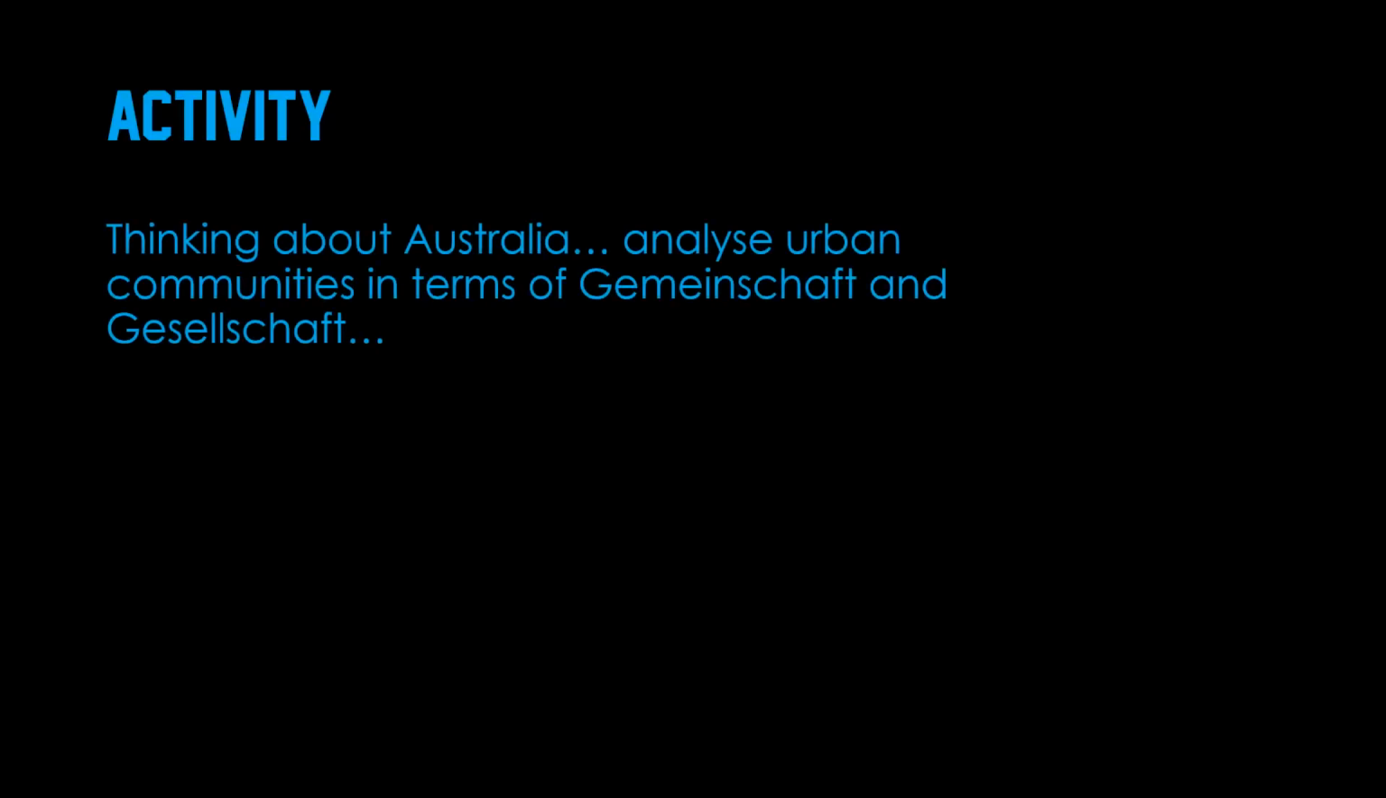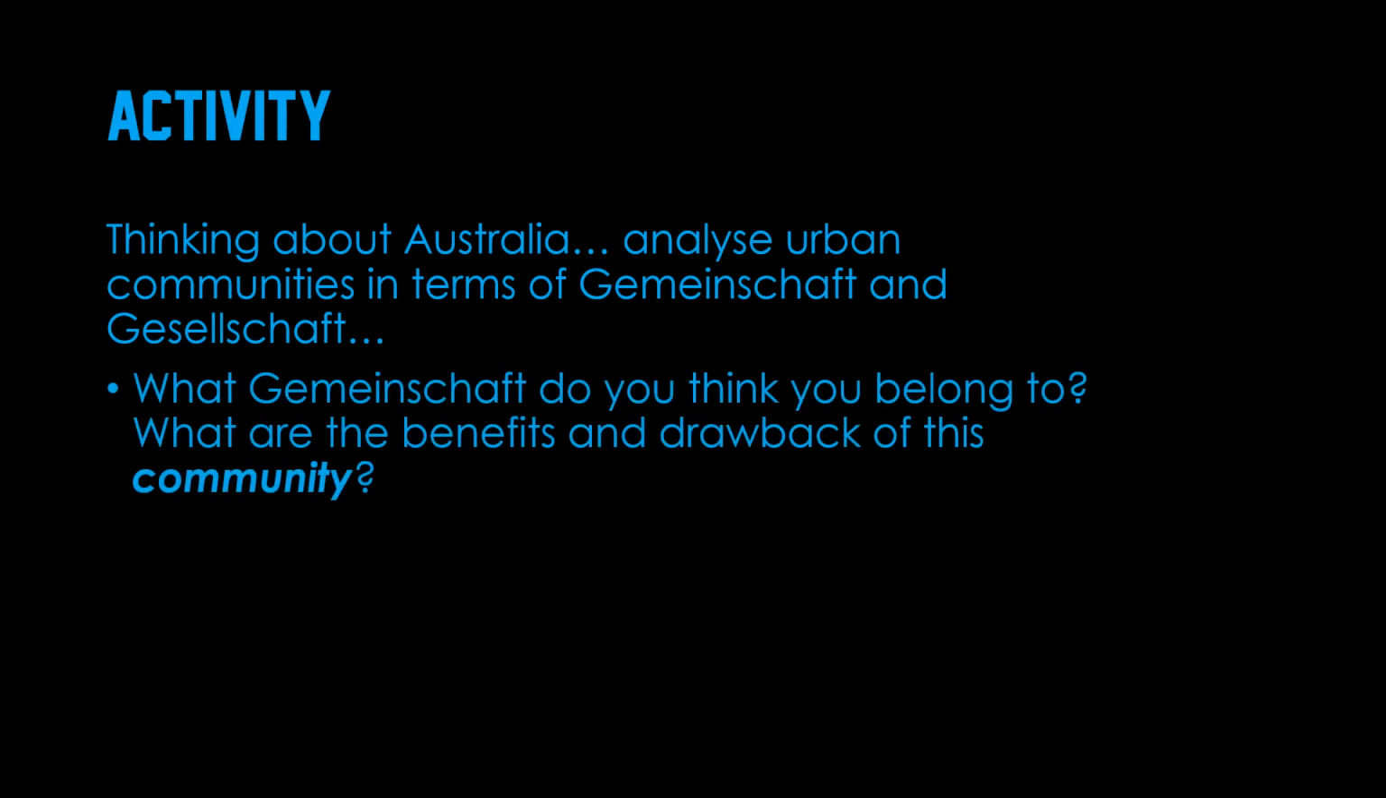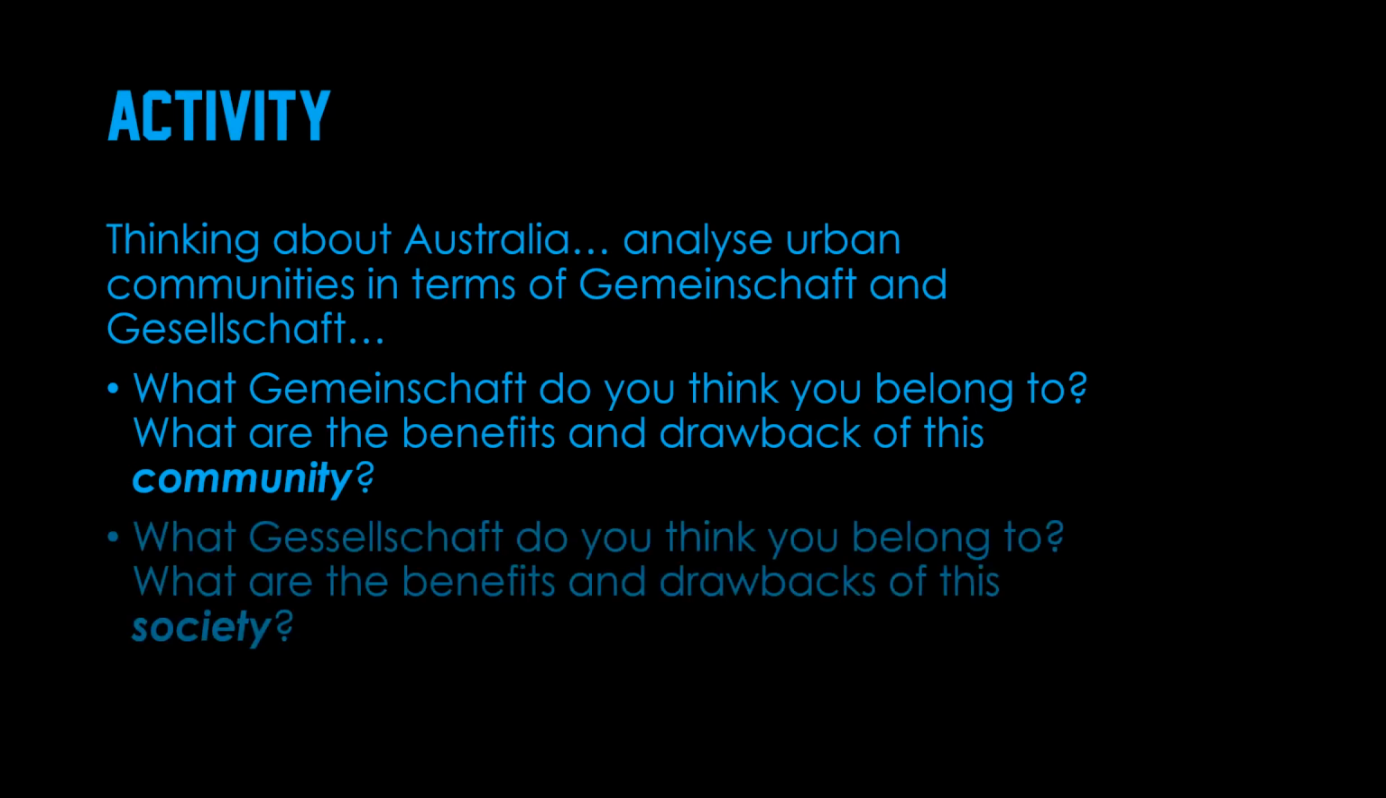There you go. Right, so this activity is an analysis. Thinking about Australia, I want you to analyse urban communities in terms of Gemeinschaft, a community, and Gesellschaft, the society. What Gemeinschaft do you think you belong to? What are the benefits and drawbacks of this community? What Gesellschaft do you think you belong to? What are the benefits and drawbacks of this society? So what community do you feel like you belong to, and what's good and bad about it? What society do you feel like you're a part of, and what are the good and bad bits of that? In your exercise book, thank you.